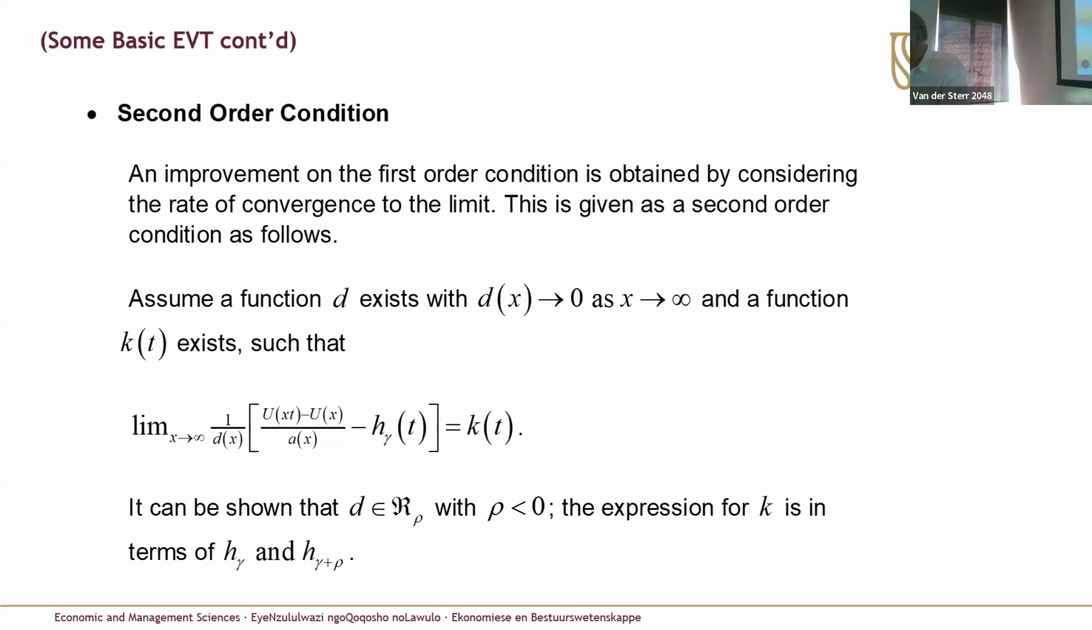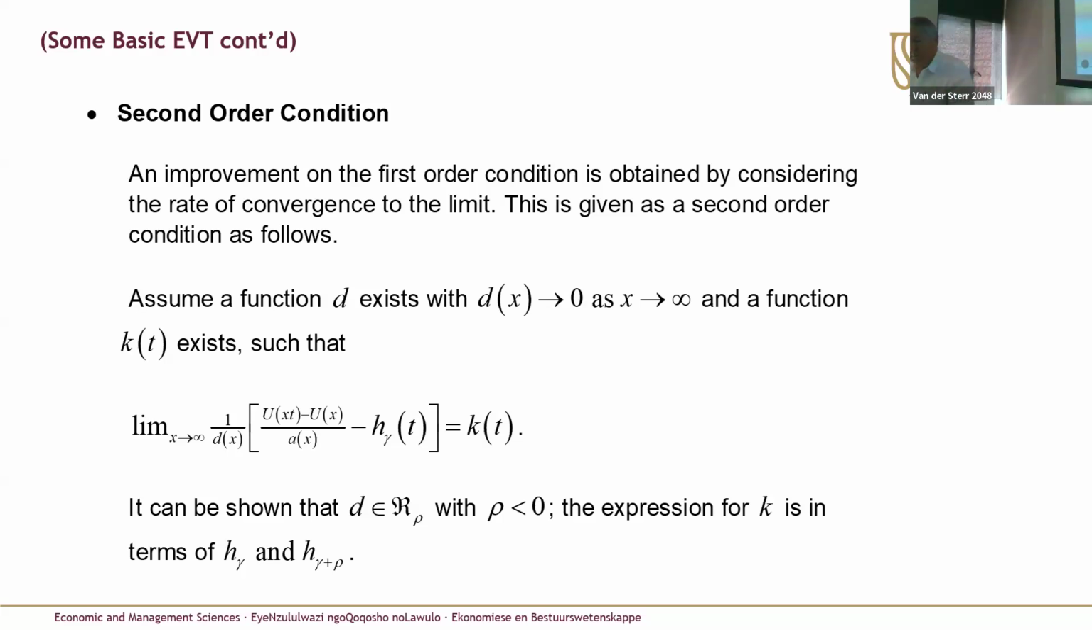Okay, so the second order condition. And if we look at this first order condition, it said if we look at U(tx) minus U(x) over a(x), then we assume it converges to that function. Now we say, what's the rate of convergence? In other words, if we subtract the limit, can we take that quantity, which we now know goes to 0, multiply it by another function that goes to infinity, so that this goes to a new function? Okay, that's not 0 or infinity.